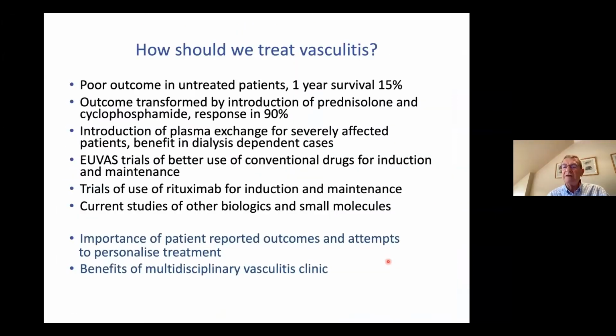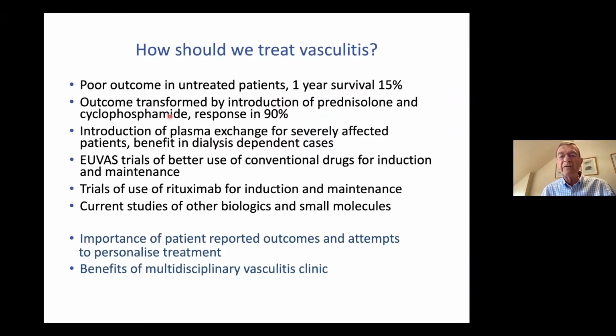So how do we treat vasculitis? You will remember that it had a very poor outcome in untreated patients. And in the early series, the 1-year survival was only about 15%. So it was a very severe and life-threatening disease.